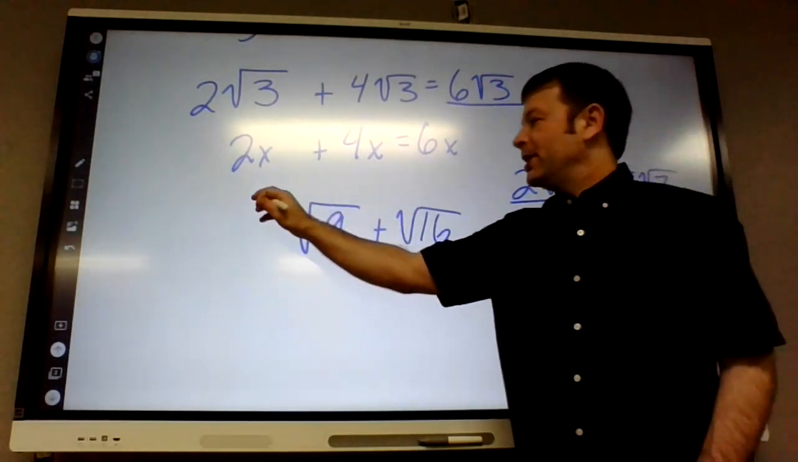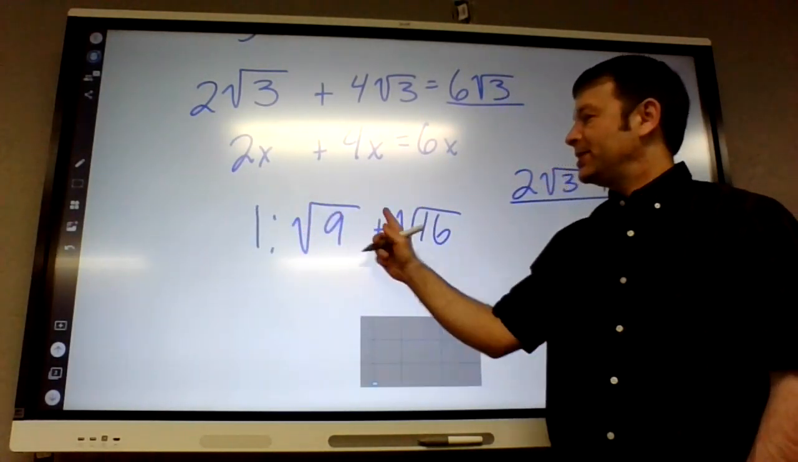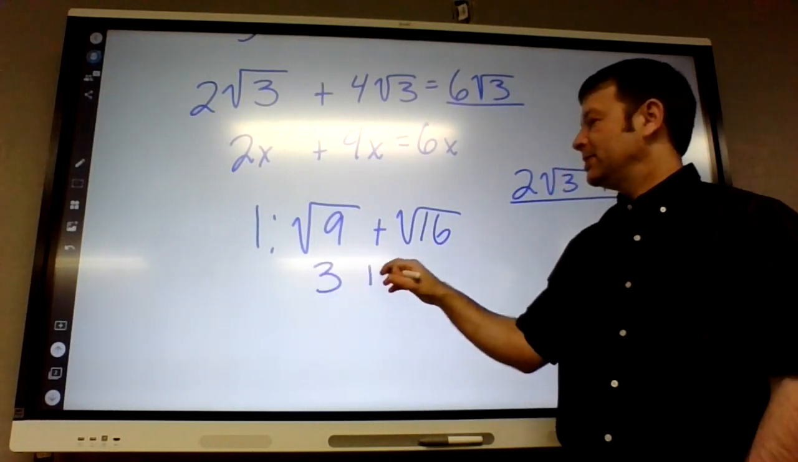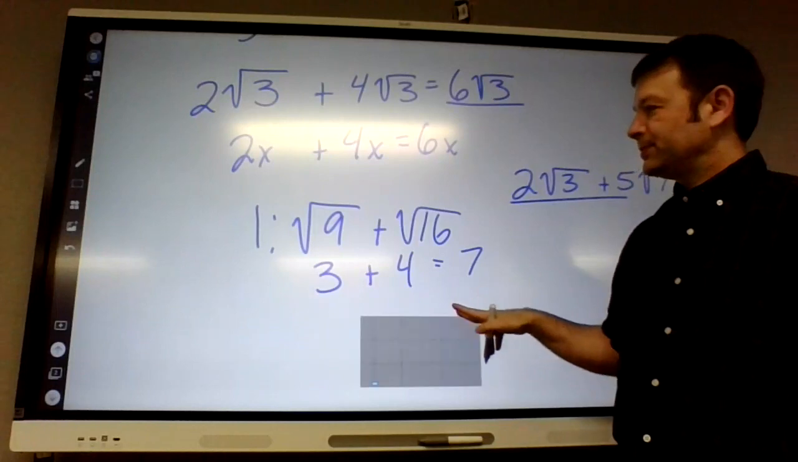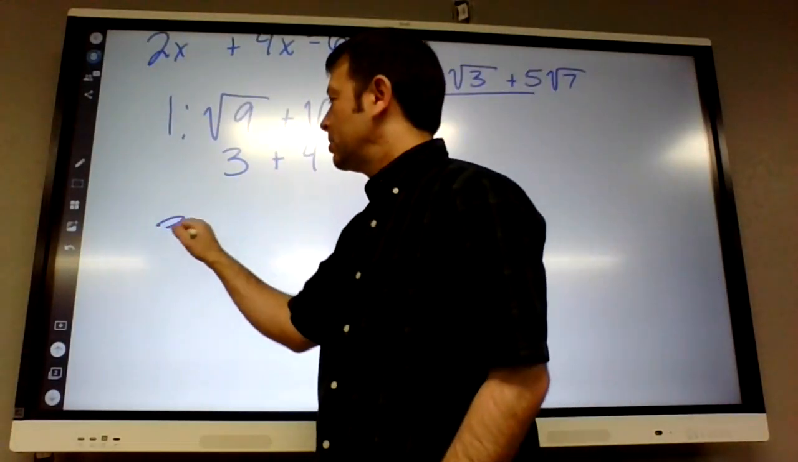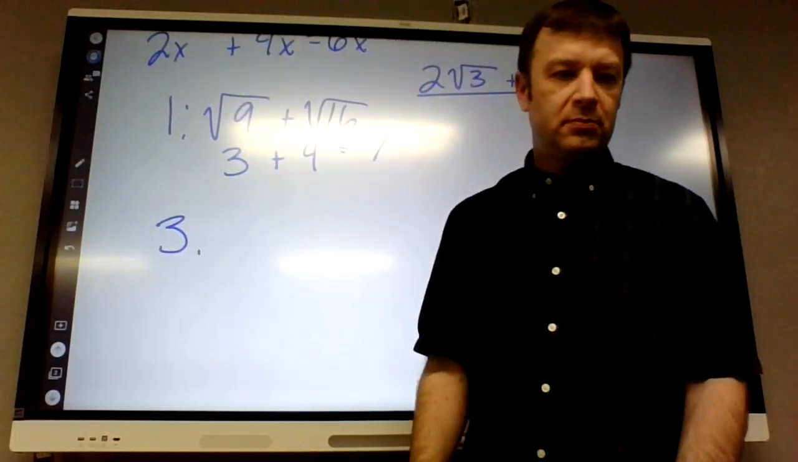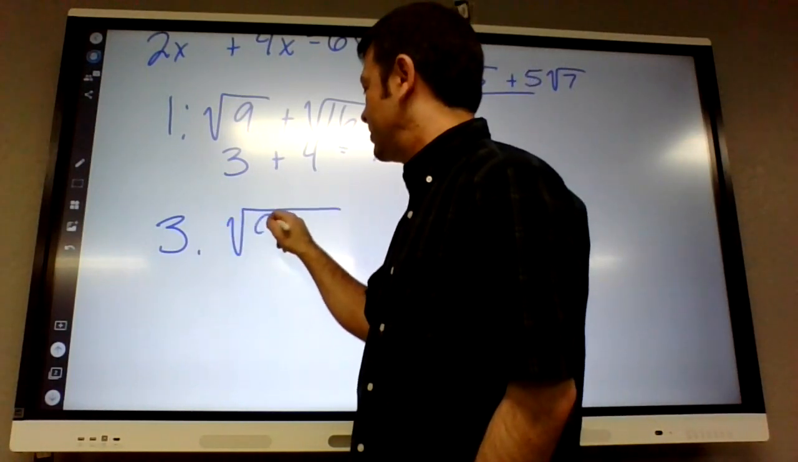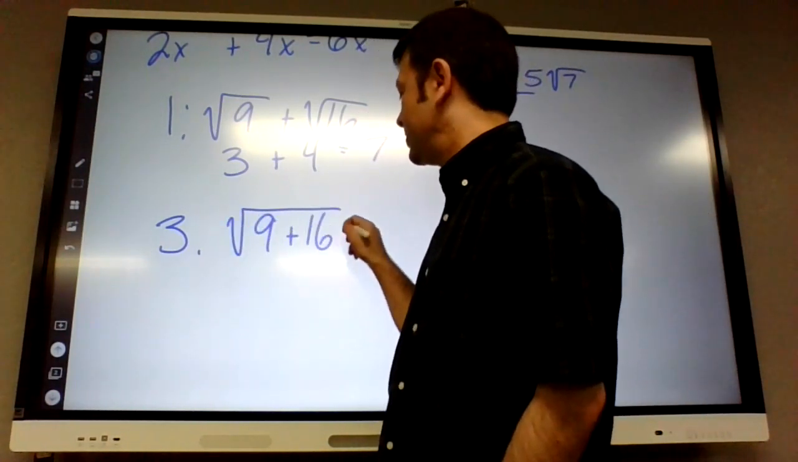Okay, but number 1 says square root of 9 plus square root of 16. What's the square root of 9? 3. What's the square root of 16? 4. 7. Okay, so if they actually simplify, you can go ahead and do it.